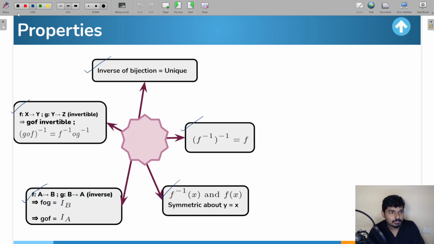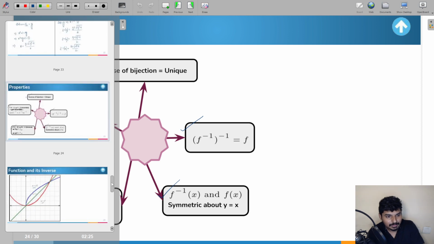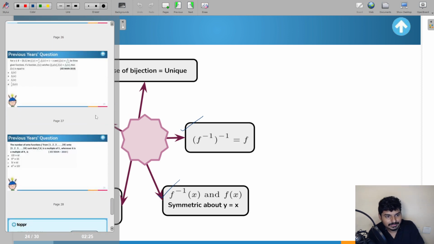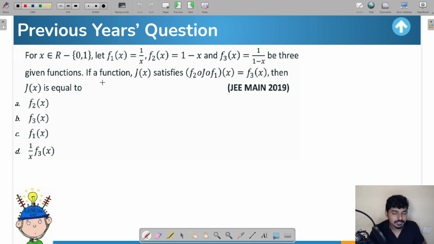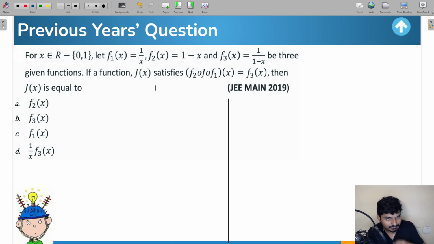Now, what we will do is go to a previous year question for you guys. This question was asked in JEE Main 2019. Let me do this very quickly, guys. In this question, you can clearly see it's a question on composite functions where f1 of x is given. So what is f1 of x given in the question? It is given as 1 by x.